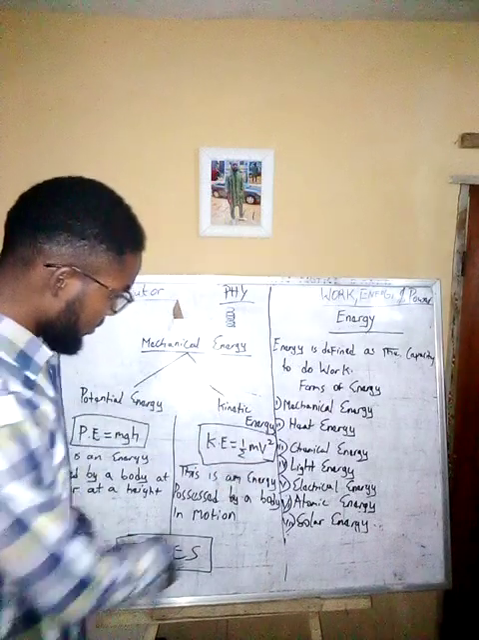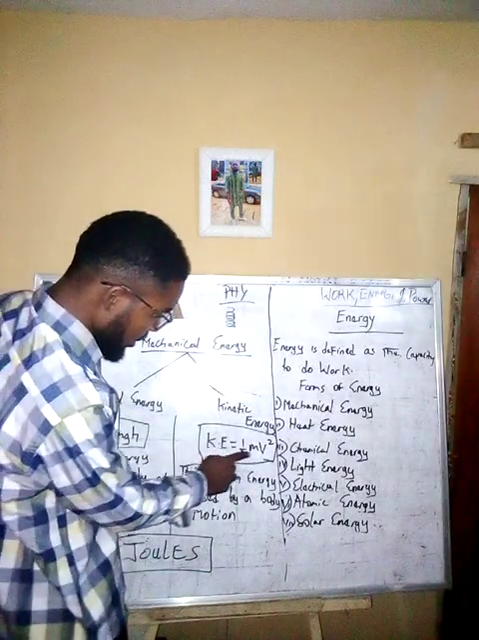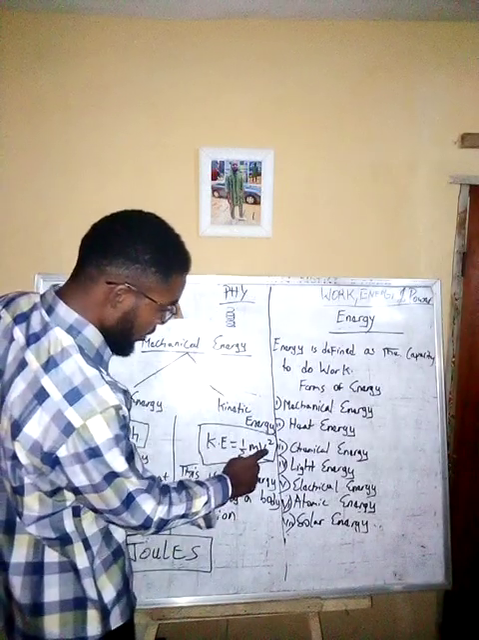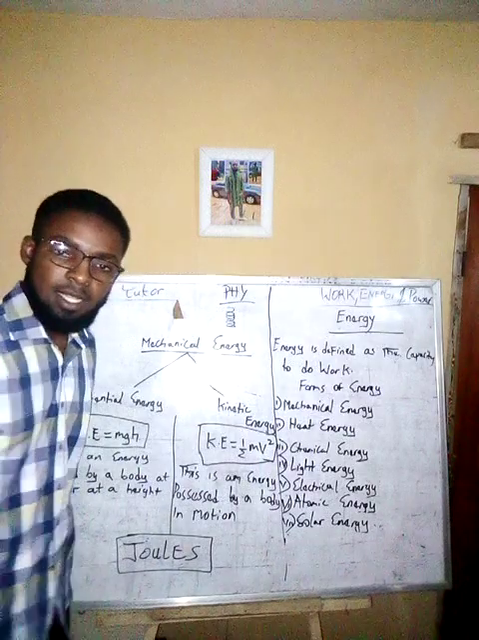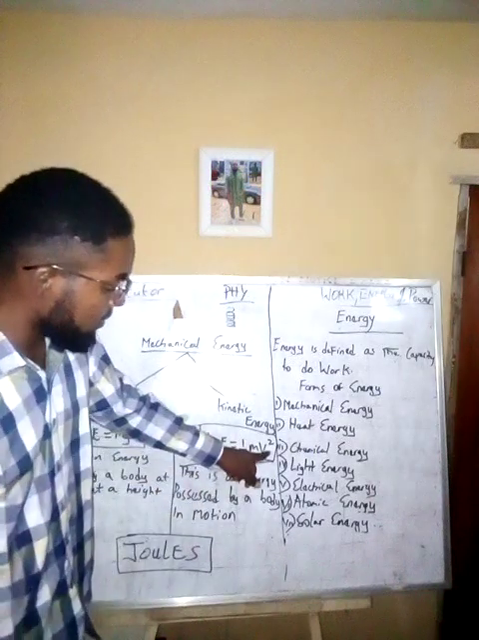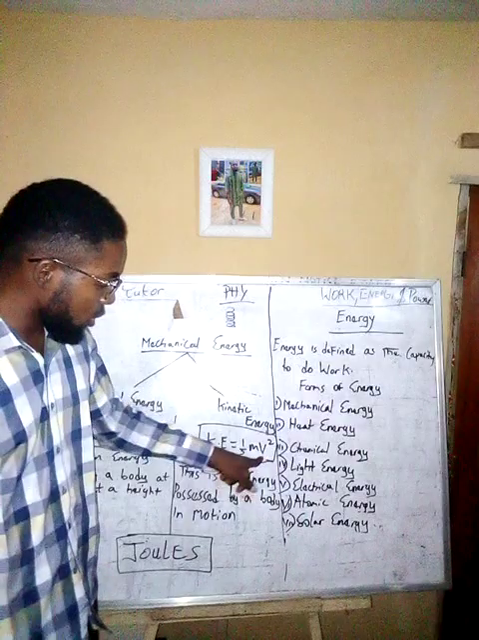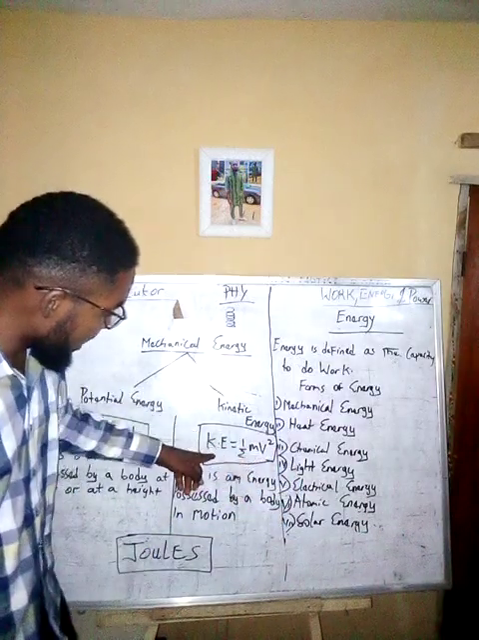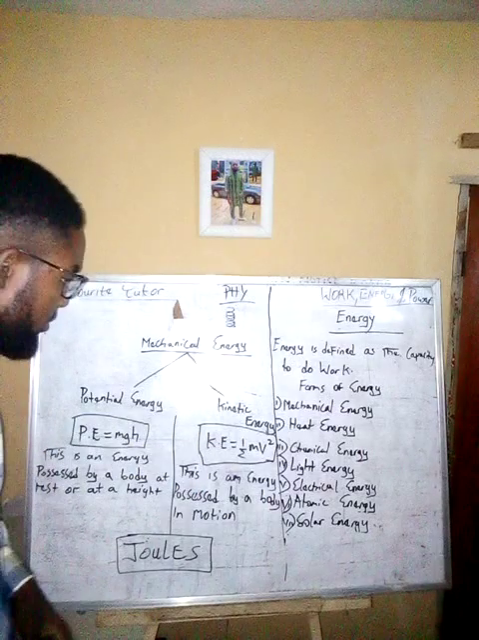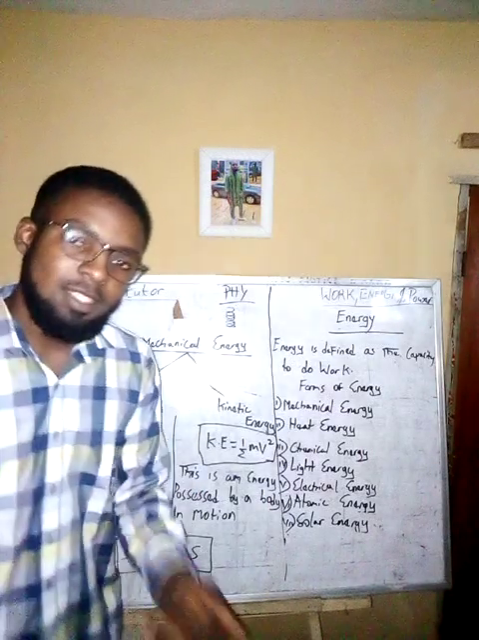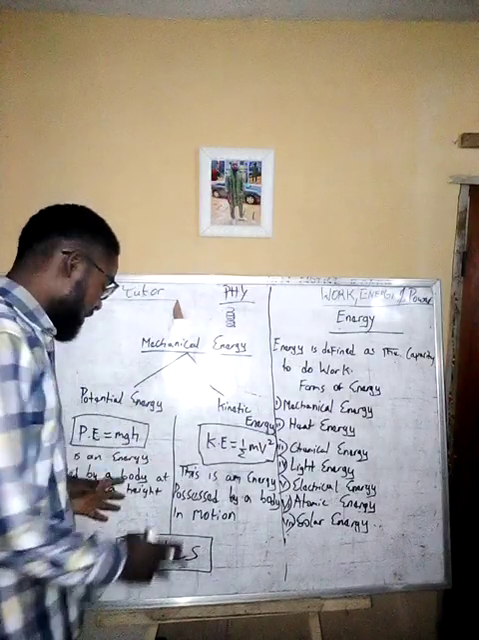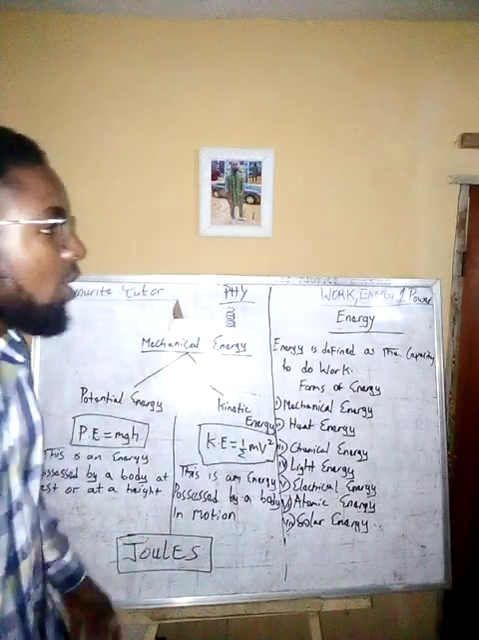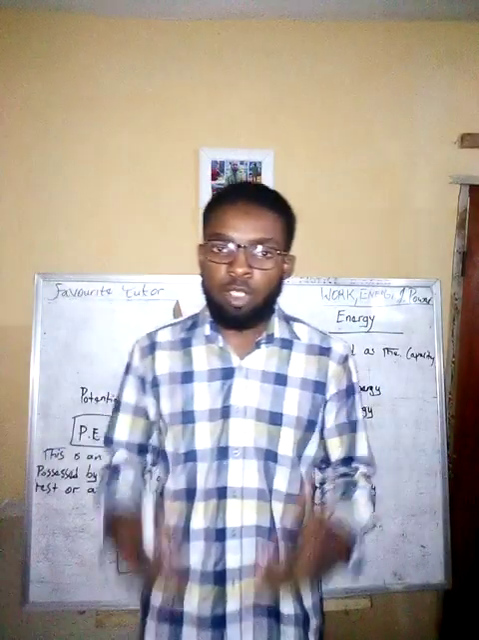1/2 mv squared. v raised to the power of 2. The m stands for mass, that's the mass of the body, while v is velocity. v raised to the power of 2. Velocity shows that the body is moving. It has velocity. Therefore, this is for kinetic energy. And don't forget, whenever we are calculating energy, the unit of energy is joules. The same thing with work. The unit for work and energy is joules.